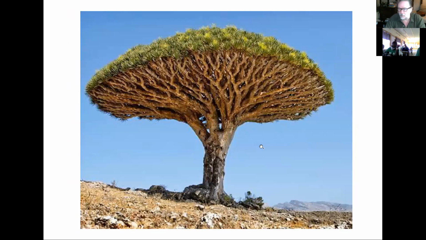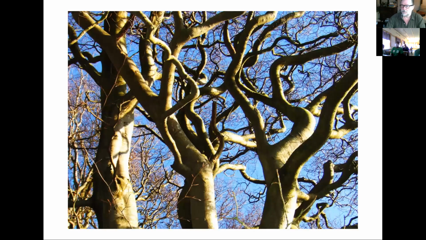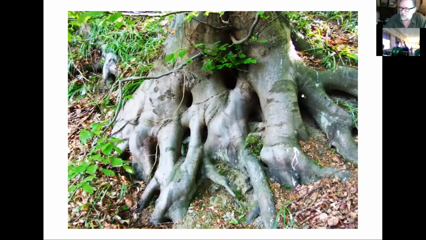Think about these simple branching patterns. This creates as much surface area to catch the sun as it possibly can. And it's doing that by just repeatedly branching. The same thing's happening in the roots of a tree under the ground.